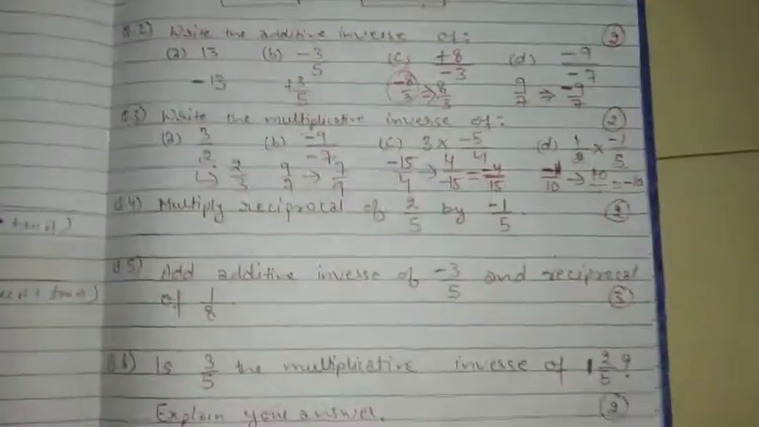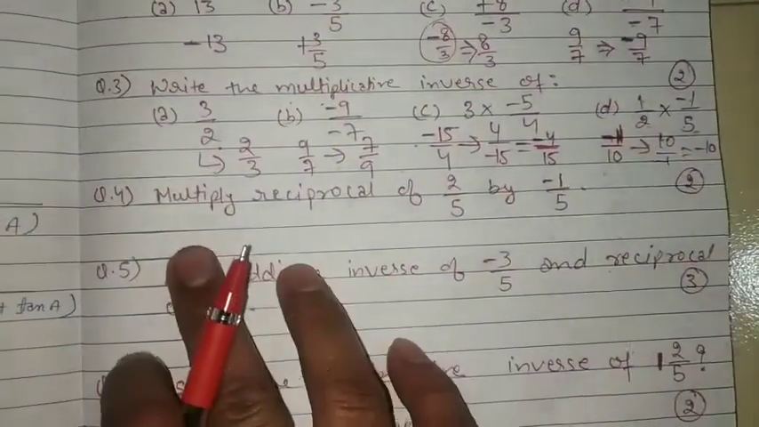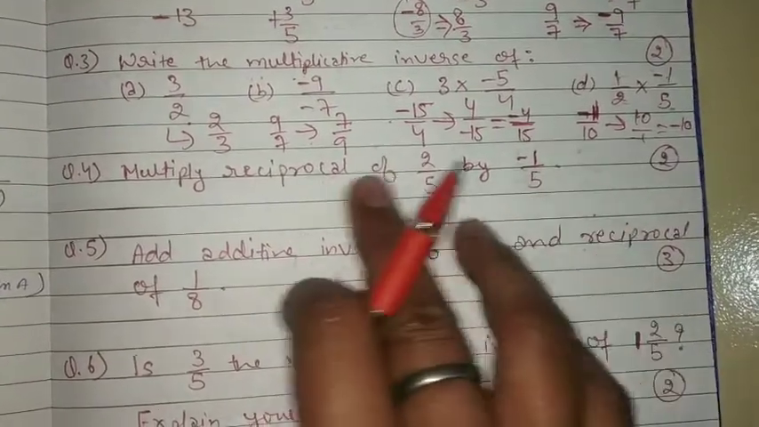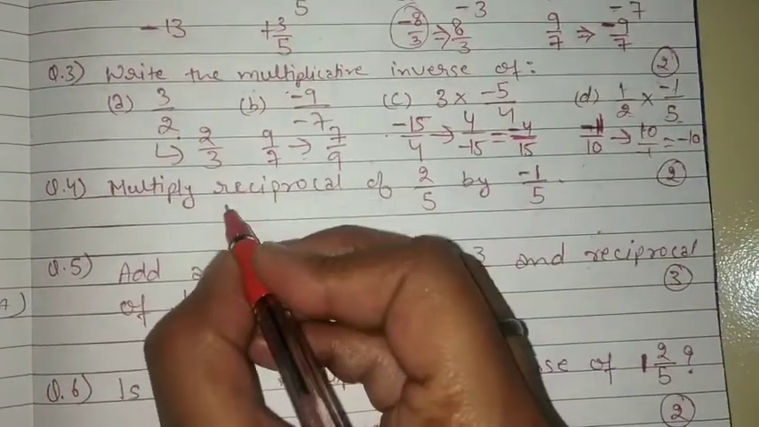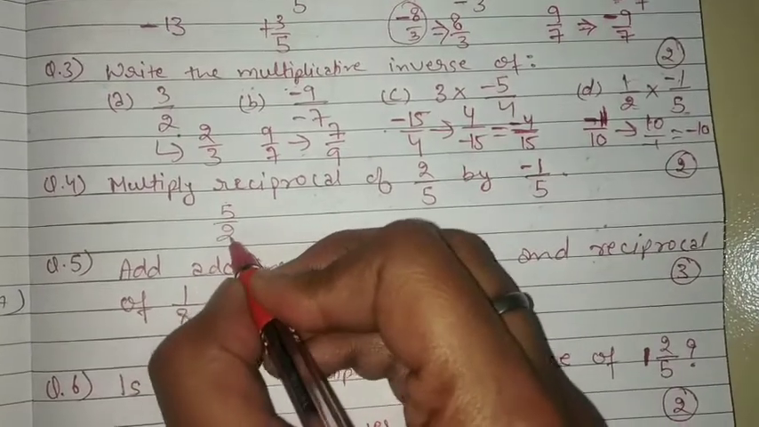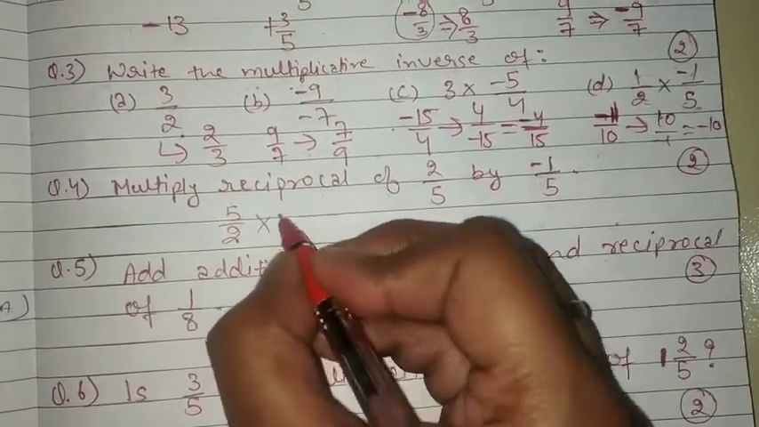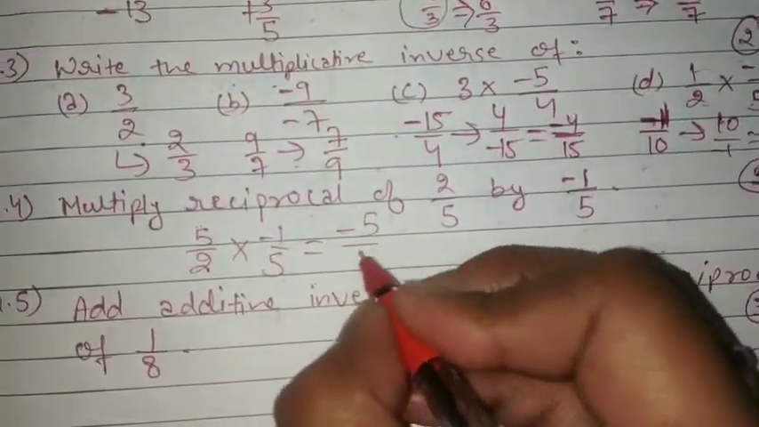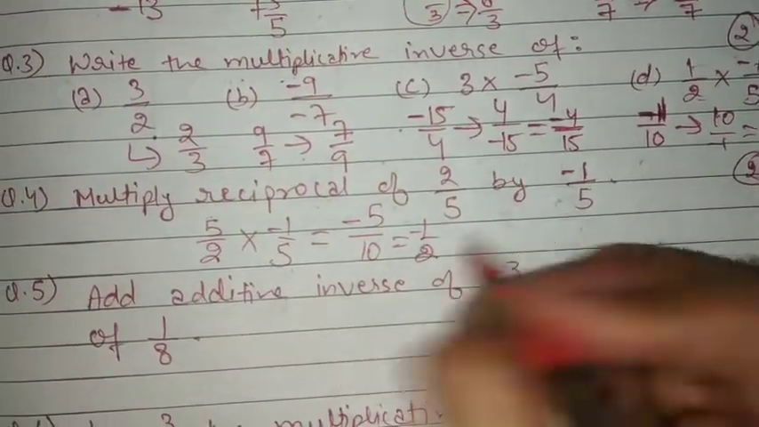Now in the next question I asked to multiply the reciprocal of 2 by 5 by minus 1 by 5. So the reciprocal of 2 by 5 will be 5 by 2, and we need to multiply it by minus 1 by 5. On solving, this will be minus 5 by 10, that is equal to minus 1 by 2.